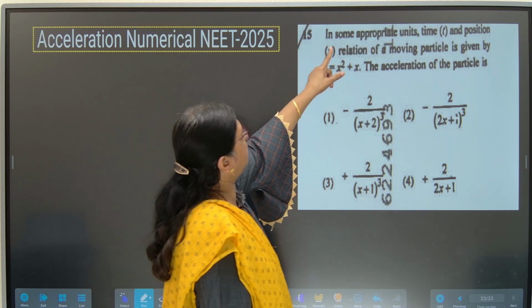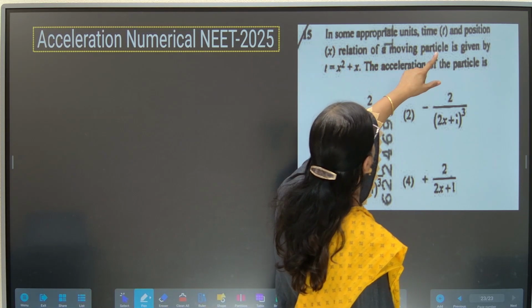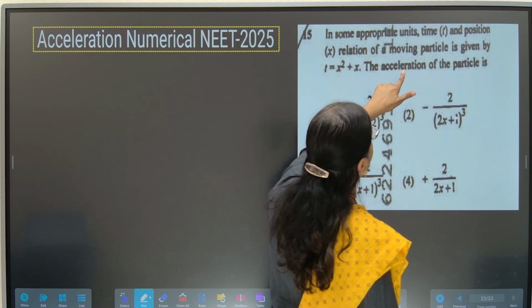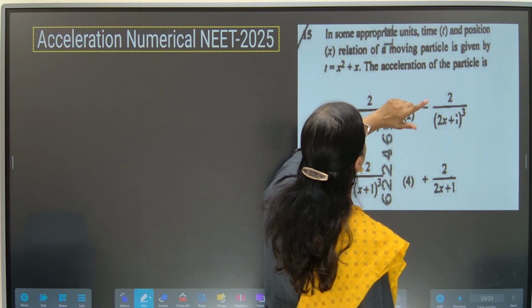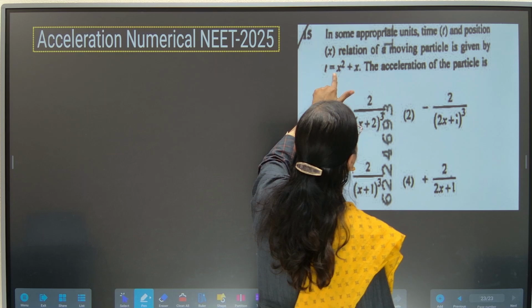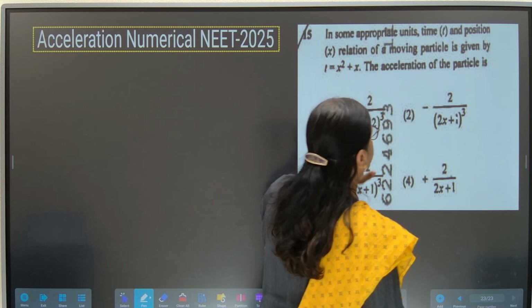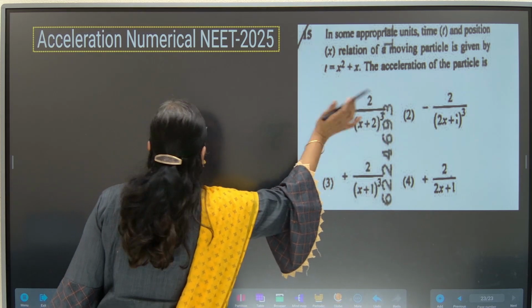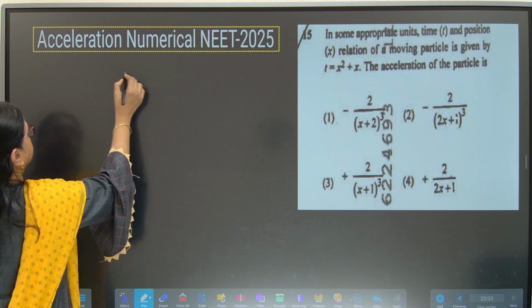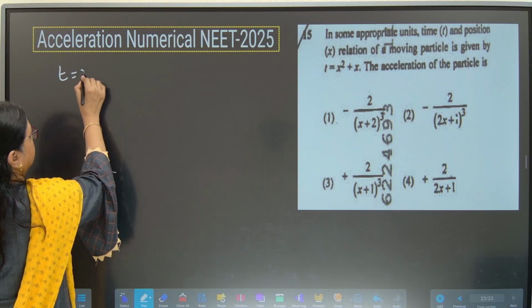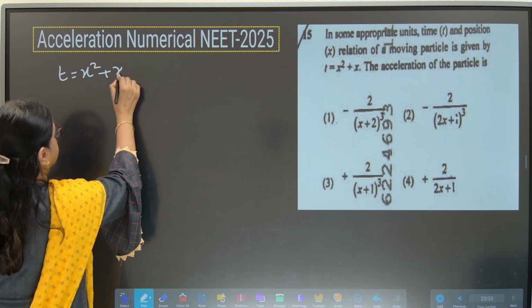In some appropriate units, time t and position x relation of a moving particle is given by t equal to x square plus x. Find the acceleration, they have told. So let us first write down the equation. t is equal to x square plus x.